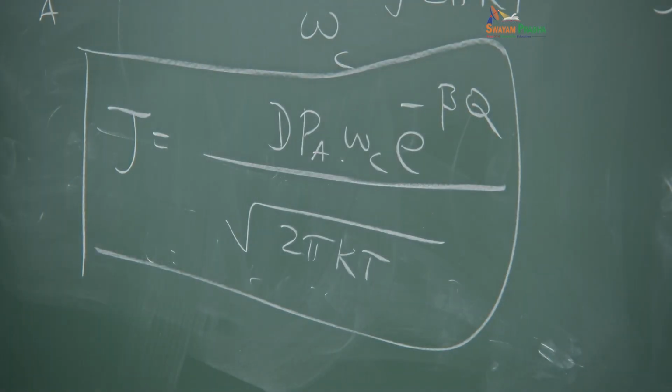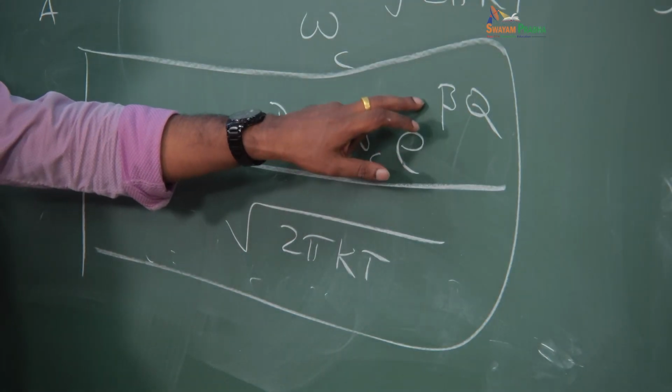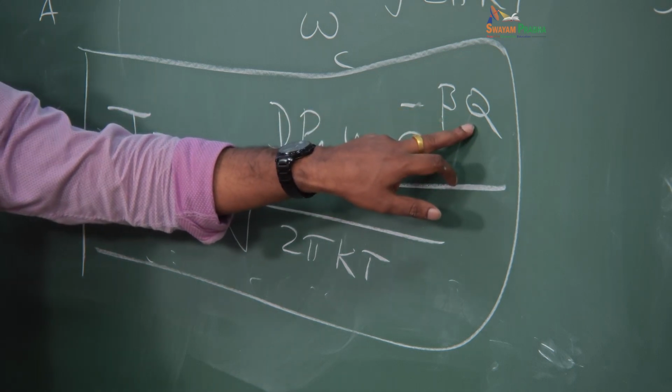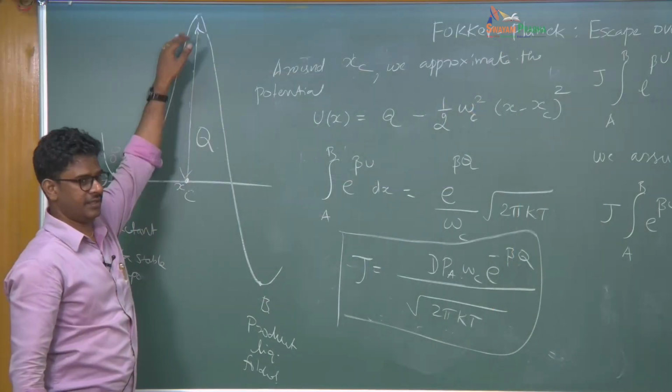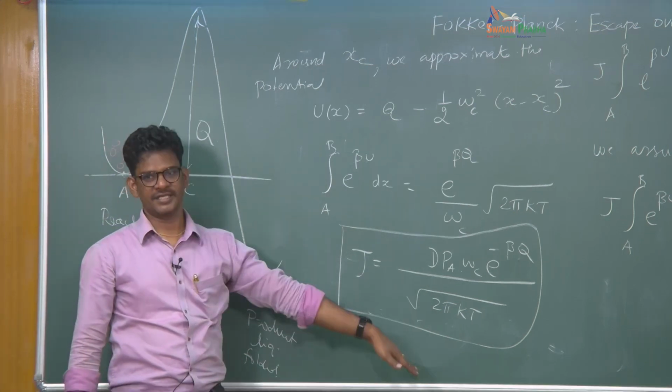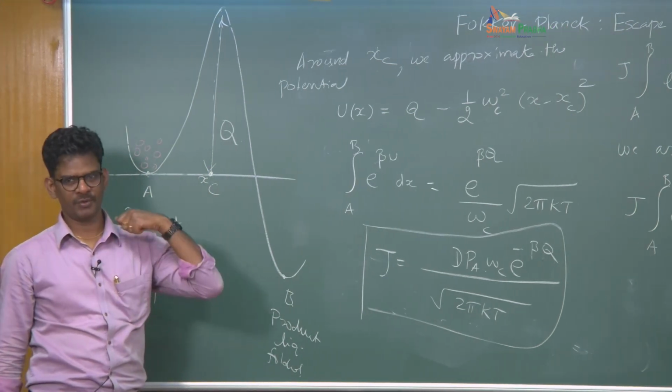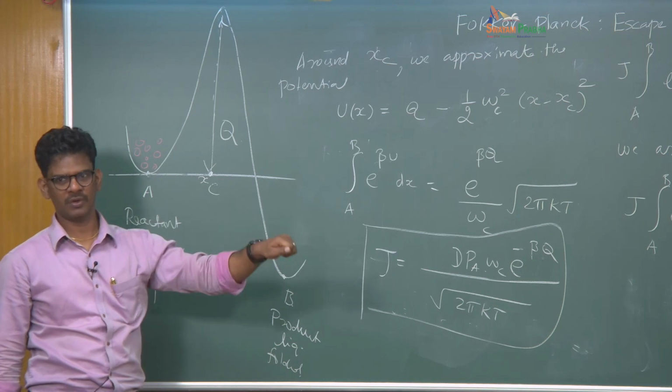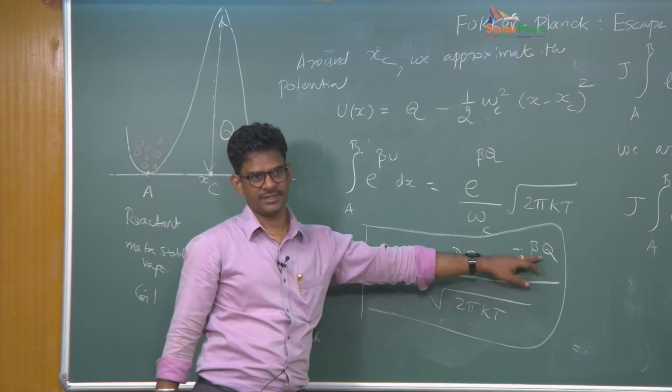Clearly you can see this flux depends on exponential of minus beta Q. If this barrier is very high, you can see the flux is exponentially decaying. That means the number of particles crossing per unit area is going to be very, very small because of the exponential dependence.